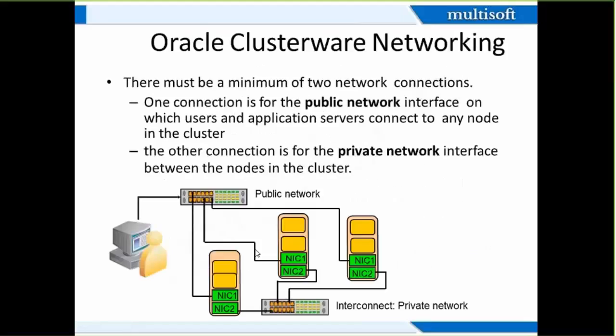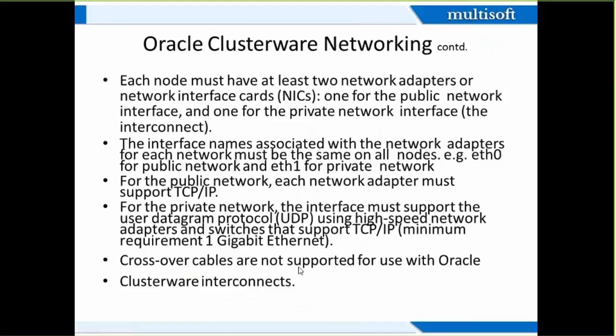Now this is the Oracle Clusterware Networking thing. You can see there are three nodes basically. They all are connected through private interconnect. They can communicate with the private interconnect, and they can also communicate with users using the public interconnect. So all nodes require a minimum of 2 NIC cards. One is for the public network and another one is for the private network.